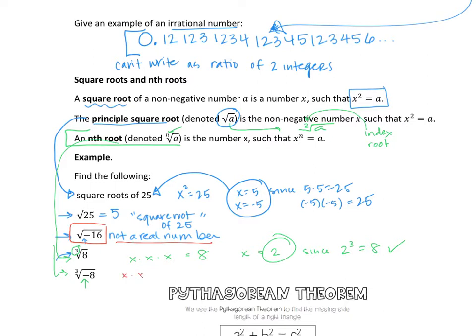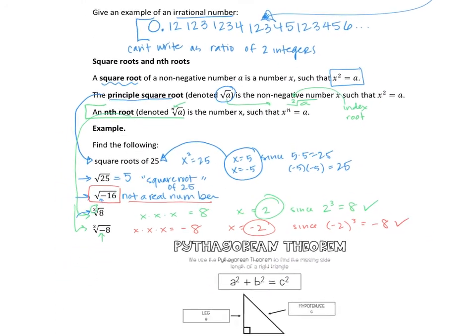So again, we're saying what times itself 3 times makes negative 8. Well, that would be negative 2, because a negative number an odd number of times makes a negative number. So we have negative 2 there. These are all square roots and nth roots that work out nicely. They don't always work out so nicely, and if they don't, we call them irrational numbers.